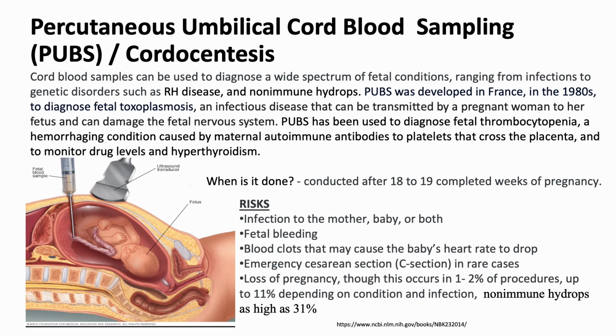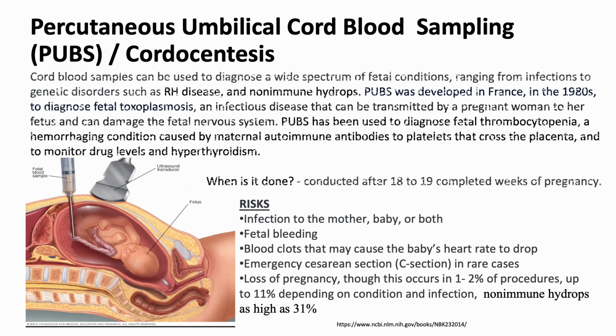Over the years, its application has expanded to include diagnosing fetal thrombocytopenia, a bleeding condition caused by maternal antibodies that affect the fetus's platelets. PUBS is also helpful for monitoring drug levels and managing hyperthyroidism in pregnancy. When it comes to timing, PUBS is typically performed after 18 to 19 weeks of gestation. However, it's essential to be aware of the potential risks involved.